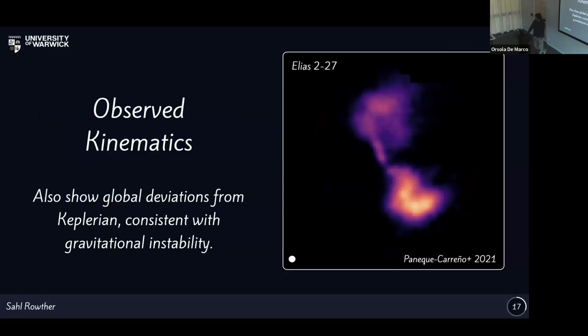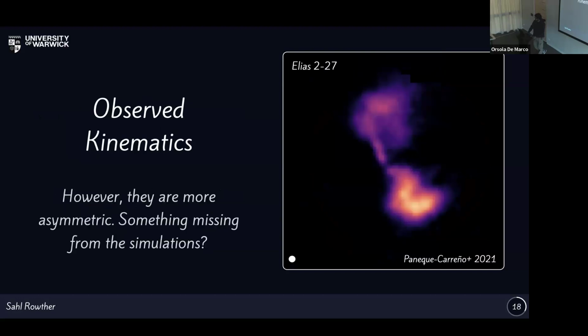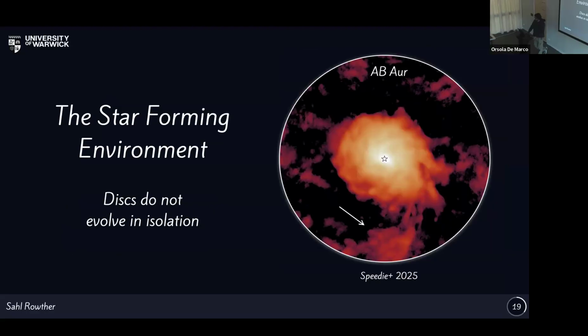When we look at observations of disks that we think are gravitationally unstable, while we also see global deviations from Keplerian velocity, they are less symmetric than what we expect from simulations. They're a bit more bent and asymmetric. That perhaps indicates something is missing from our simulations.